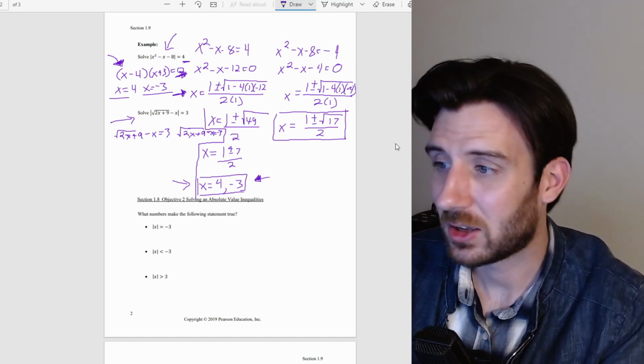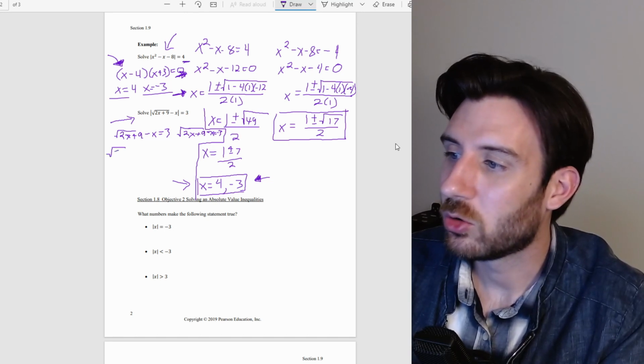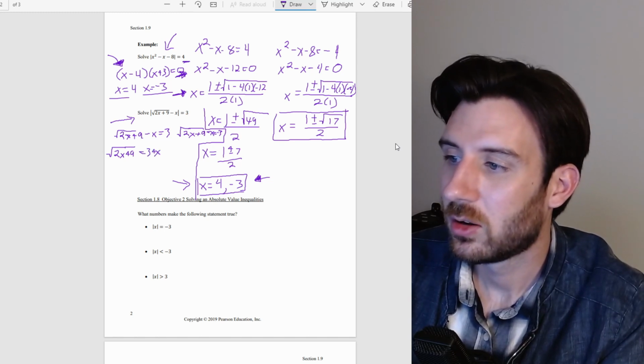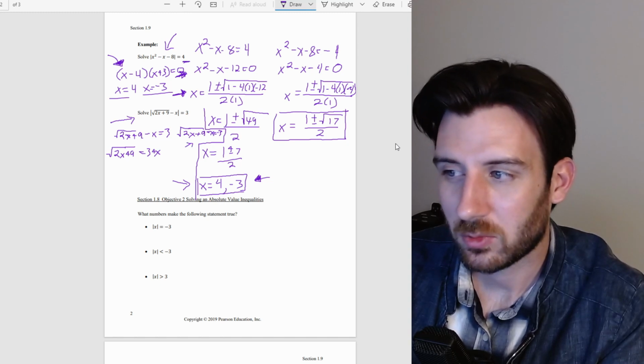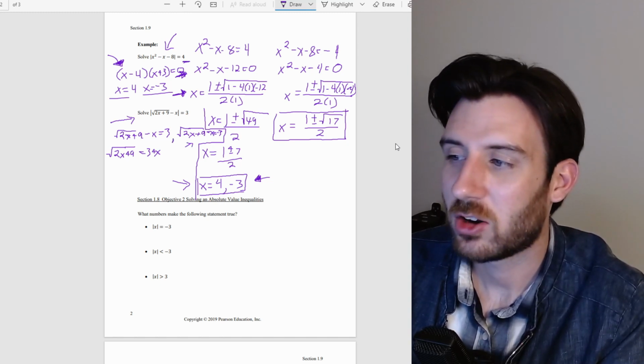I'm going to show you what I ended up doing after I played with this for a little bit. What if instead we wrote the square root of 2x plus 9, and then we got it alone? So now on the other side I have 3 plus x. I'll let you follow along with this other solution, but I'm just going to show you the strategy that I came up with.